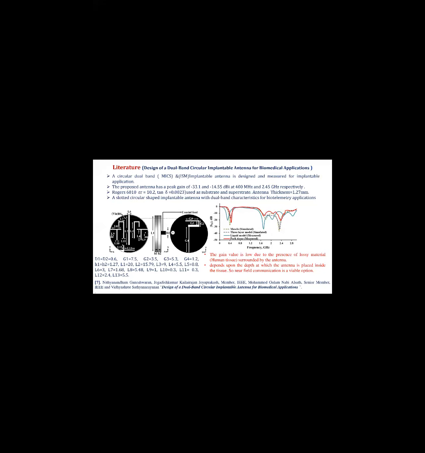And this one is a dual band circularly polarized implantable antenna for biomedical applications. They can obtain maximum gain, and they also use tissue models. They can design a circular implantable structure. They satisfy the MICS band and ISM band. Most implantable antenna designs are concentrated on Rogers substrate with a high dielectric constant. The proposed antenna has peak gain values and gets dual band frequencies.